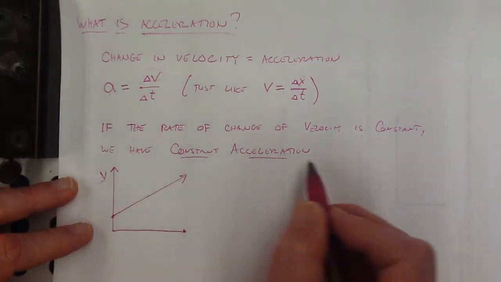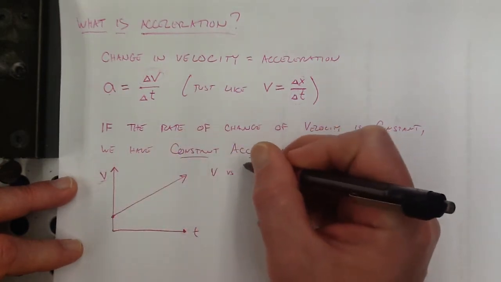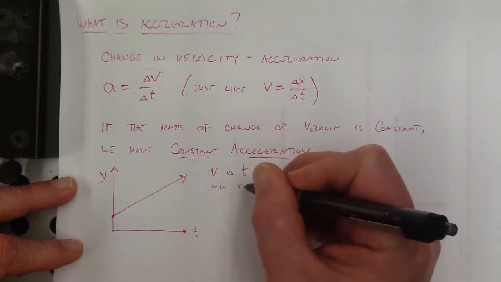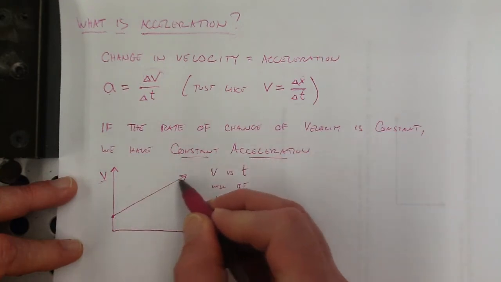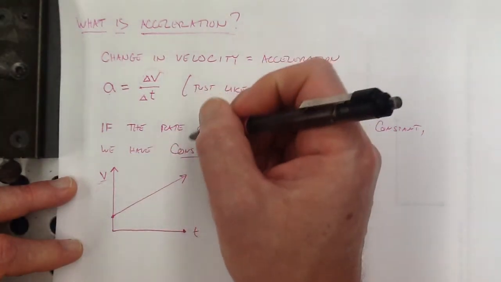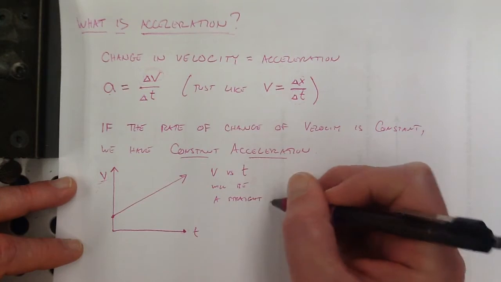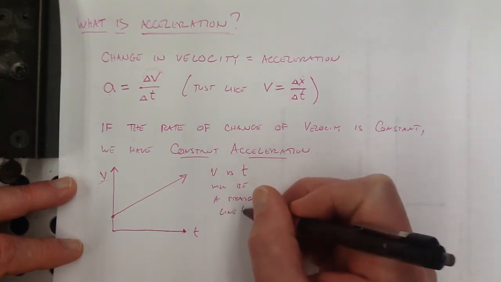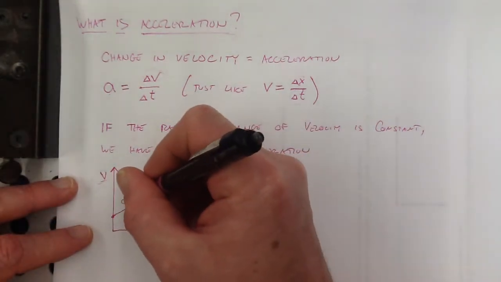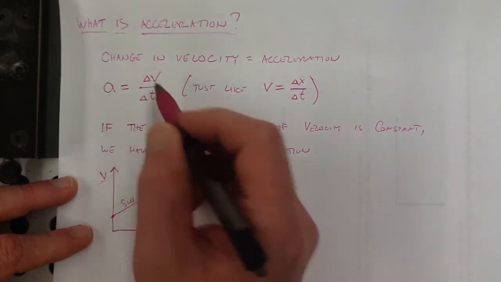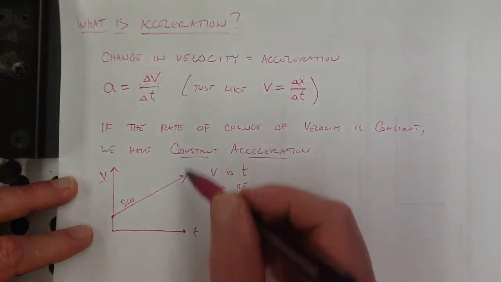So if you have constant acceleration, your velocity-time graph will be a straight line because the rate is constant. That means rate and slope are interchangeable concepts. V versus t will be a straight line. And what are some of the things that we know about this straight line? Well, the slope, the rate of change, is the constant acceleration, right? Change in v, that's rise, over change in t, that's run on this graph, right?